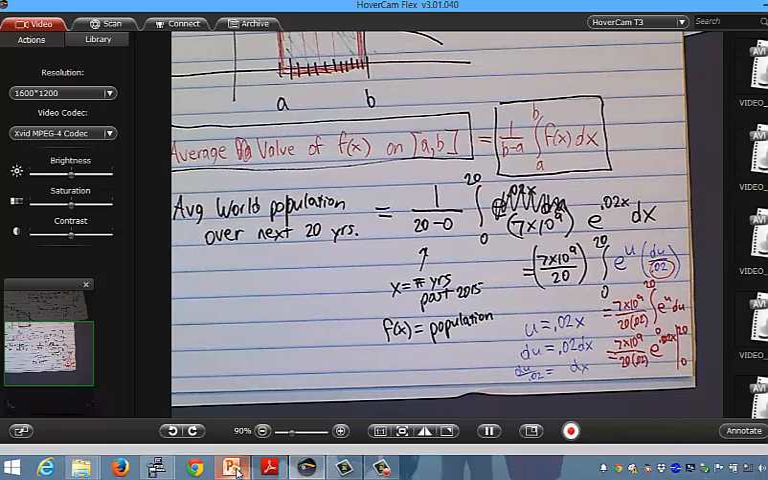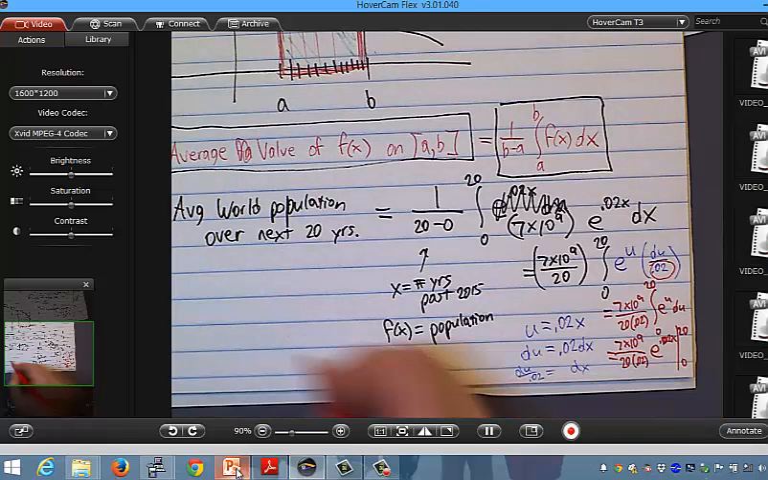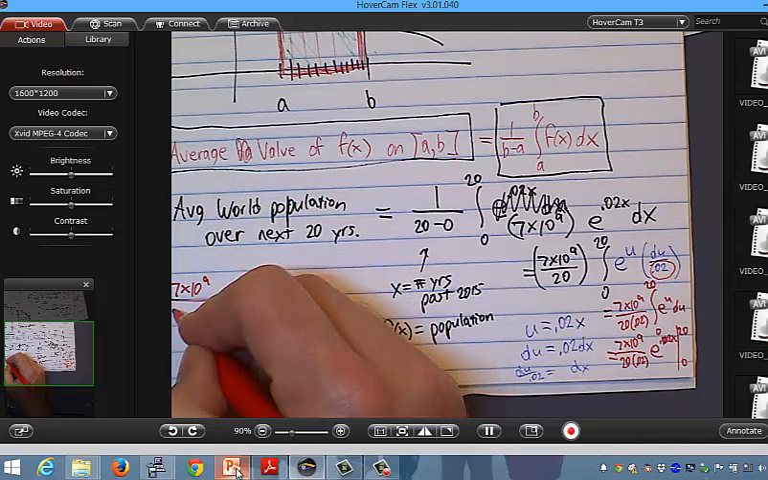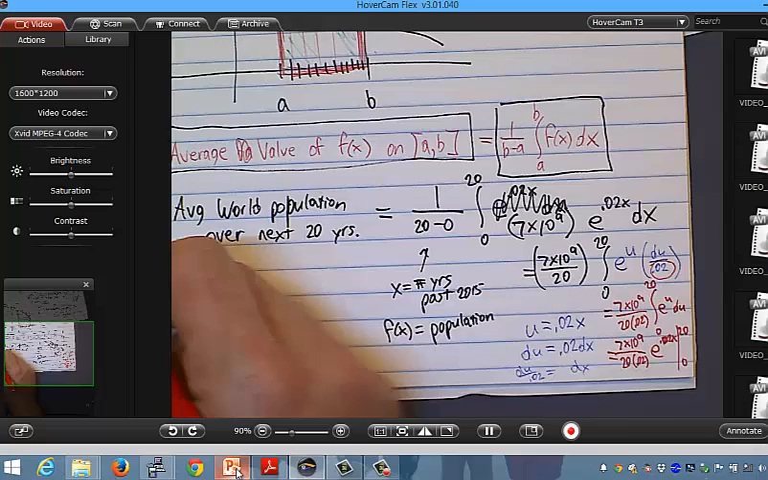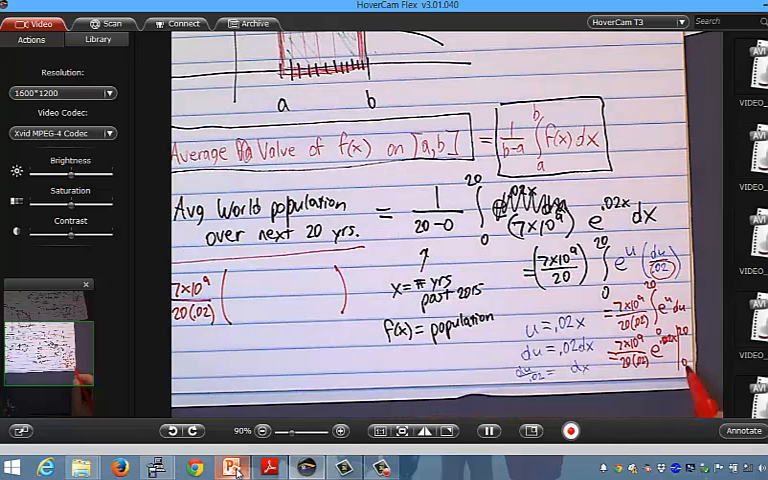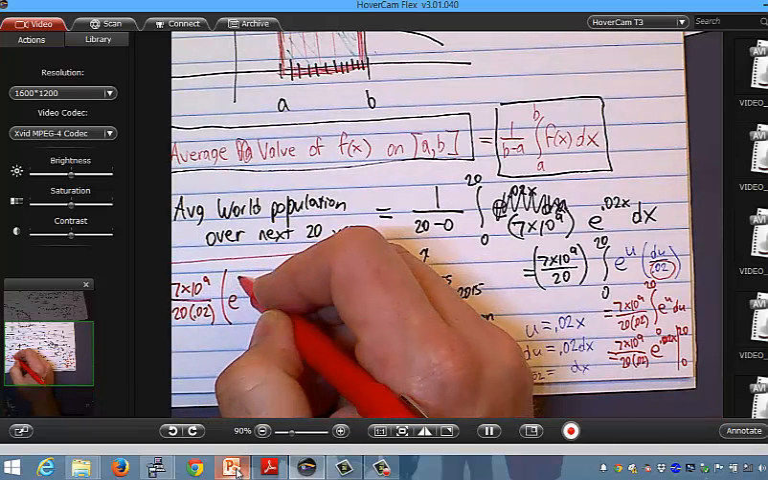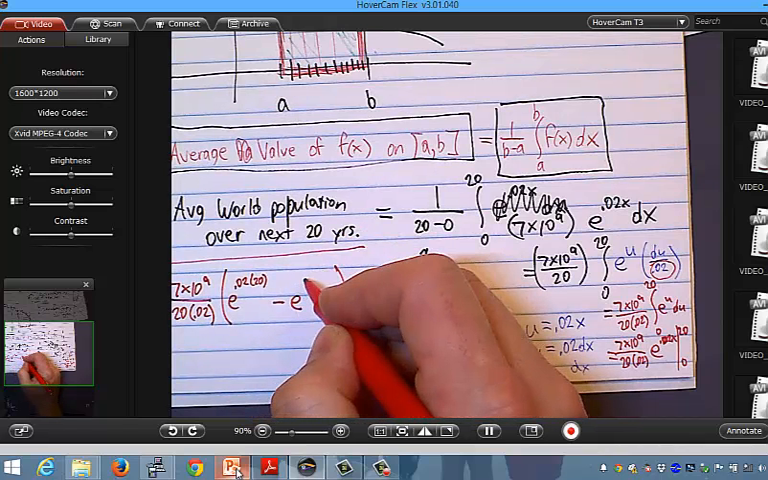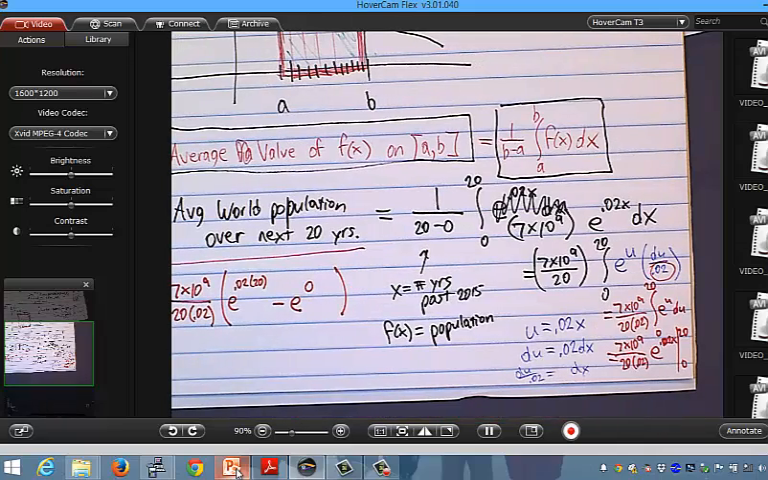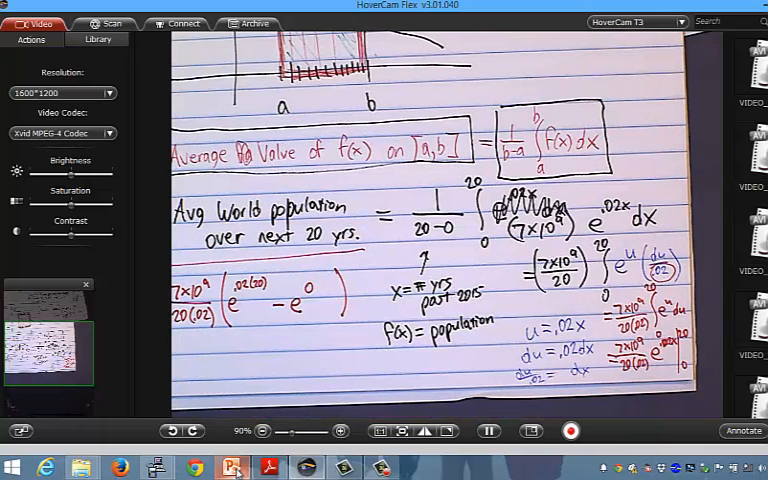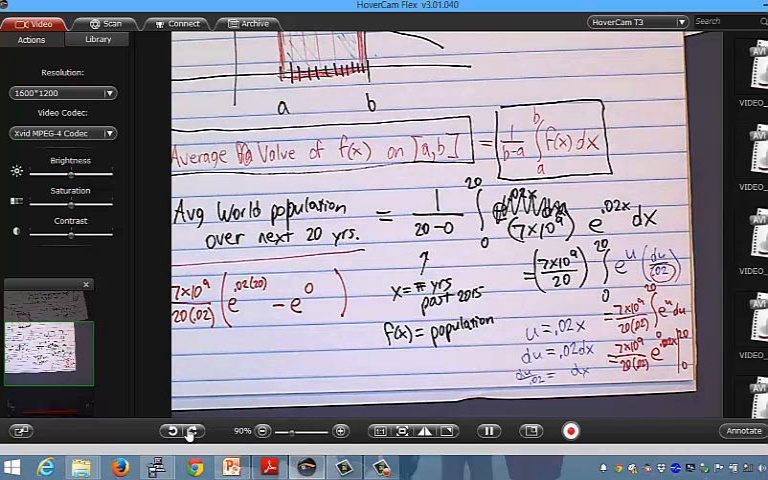So I'm really running out of room here, so I'm going to come over here to finish it up. I have 7 times 10 to the 9th over 20 times 0.02. I'm finishing it up over here on the side. And then I'm going to be subtracting. I'll have e to the 0.02 times 20 minus e, well, to the 0. That's the answer. That's the average value of the function. Let's see if that makes sense. Time to calculate.